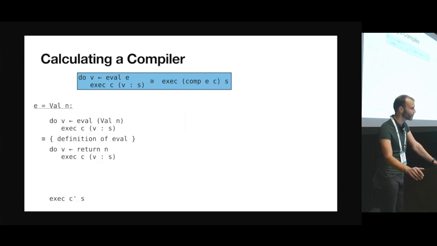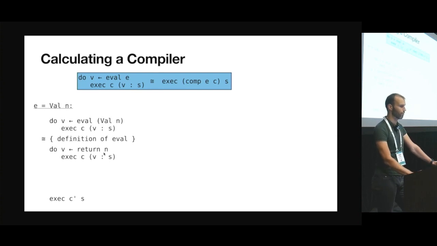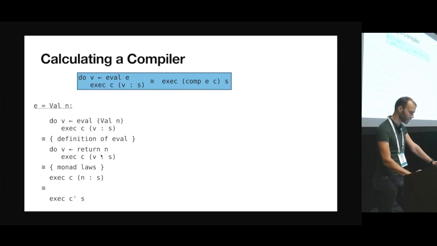So the very first step is just applying the definition of eval, so the semantics of our language. So we get that val n evaluates to return n. Then we can apply our monad law, the left unit law, that says now we can replace v in here with n. So now we have n on top of the stack. And now there was just one step missing, right? Our goal is to get to the state down here, right?